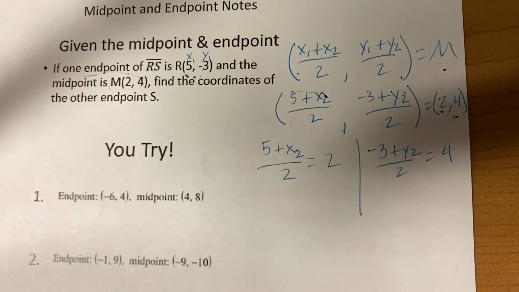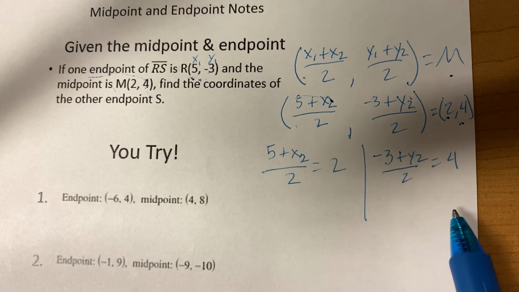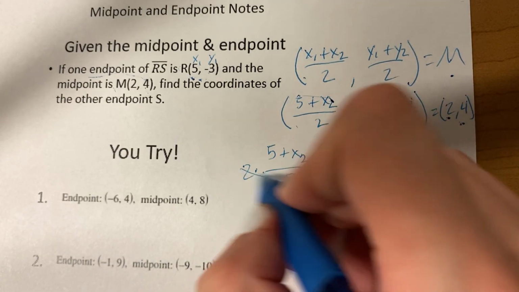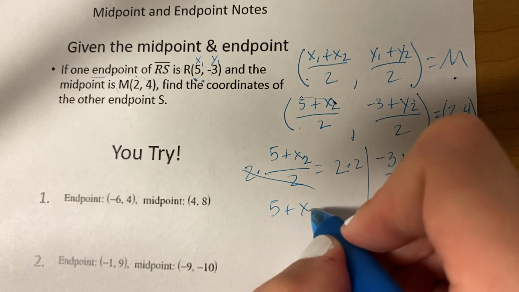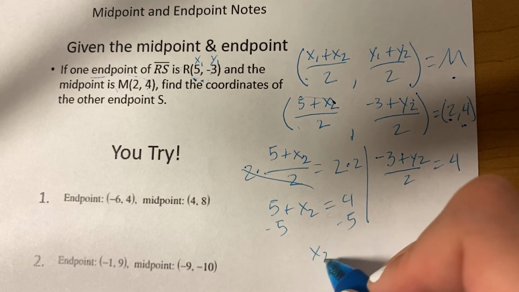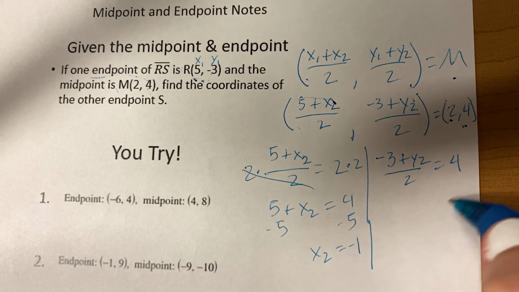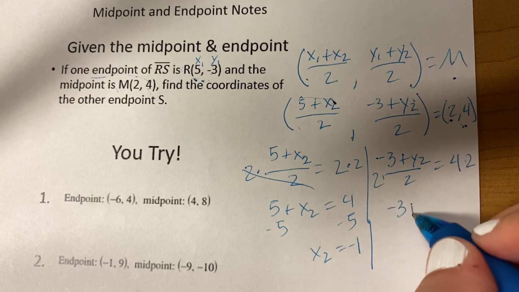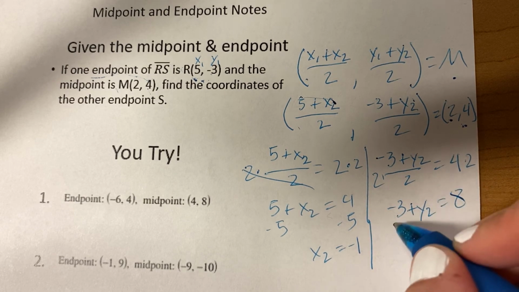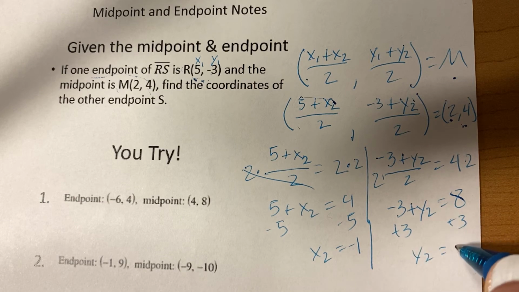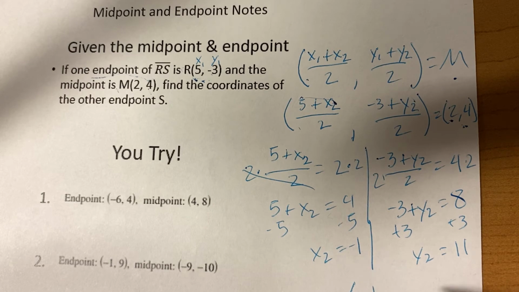From there, we're just solving for x(2) and y(2). So we're going to multiply by 2: 5 plus x sub 2 is equal to 4. Subtract 5: x sub 2 is equal to negative 1. Same thing, I'm going to multiply by 2: negative 3 plus y sub 2 is equal to 8. Add 3: y sub 2 is equal to 11. So our other endpoint is negative 1, 11.